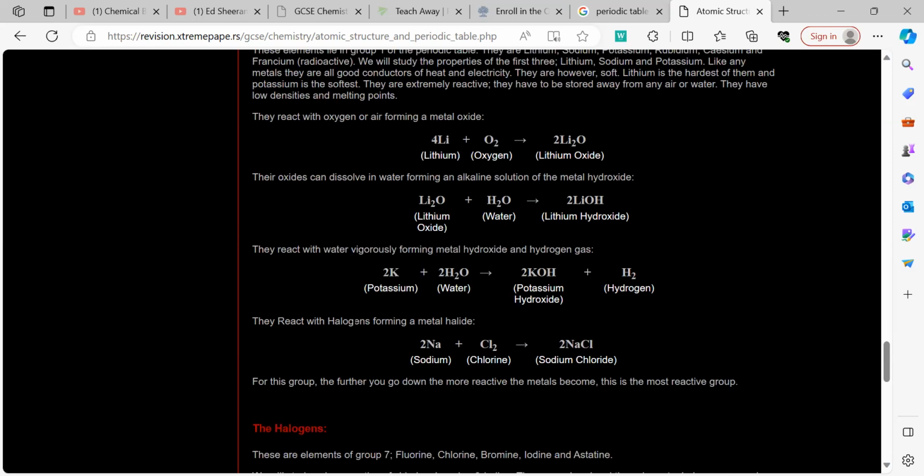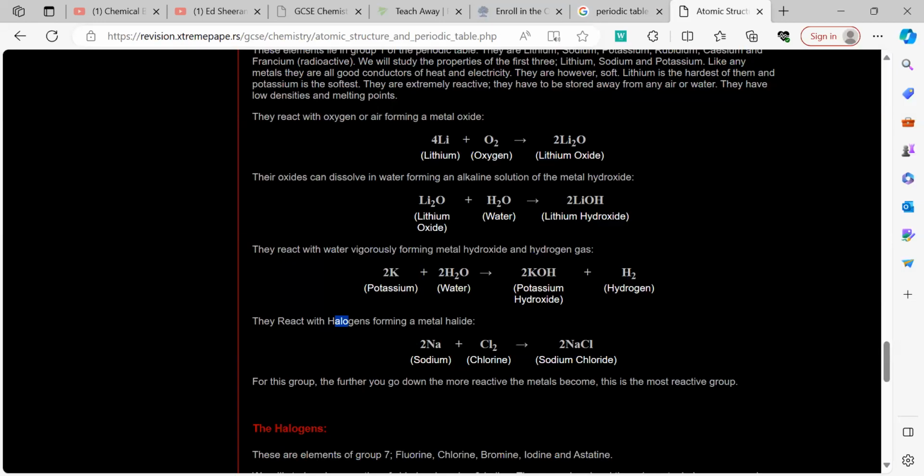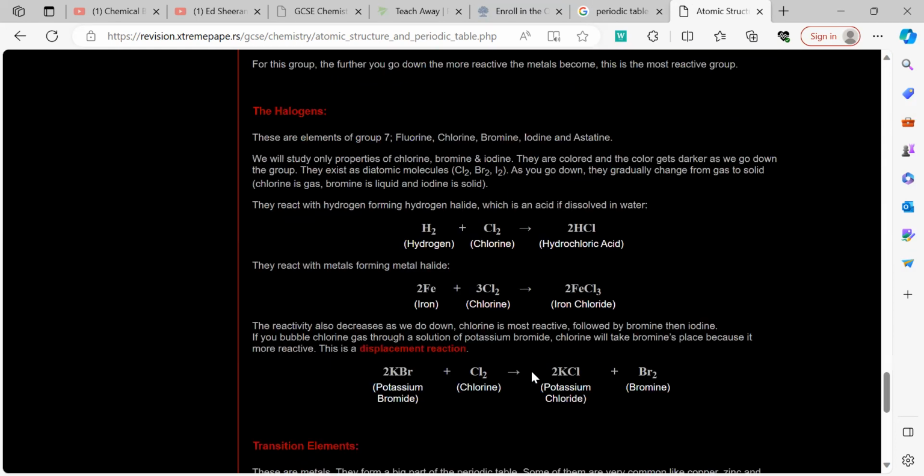What are halogens? Halogens are those elements which are present in group 7. These are elements: fluorine, bromine, iodine. So when group 1 elements react with group 7 elements, they react to form a metal halide, and halide is basically this complex.